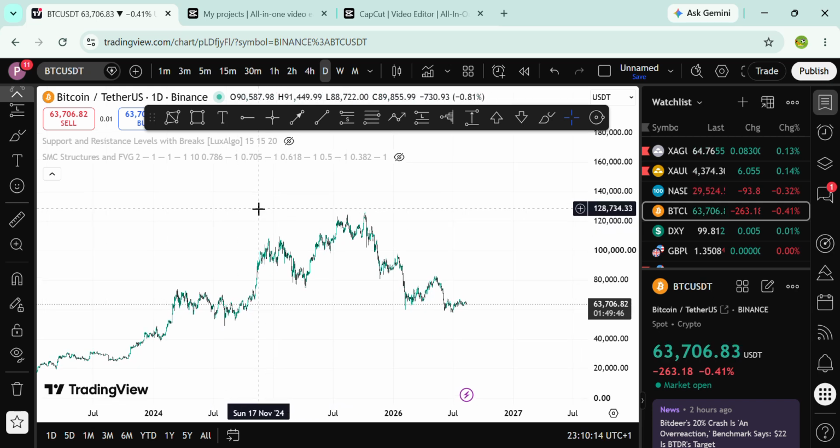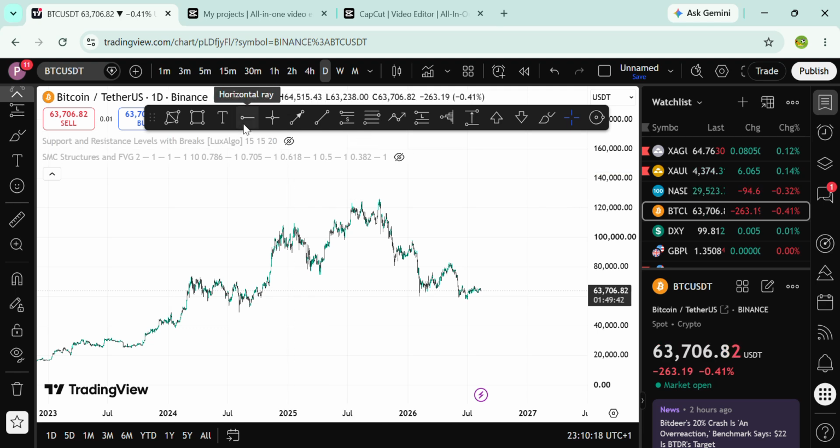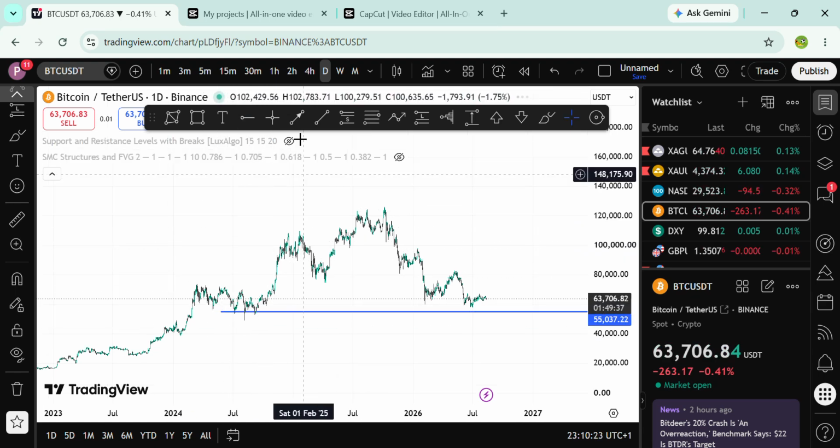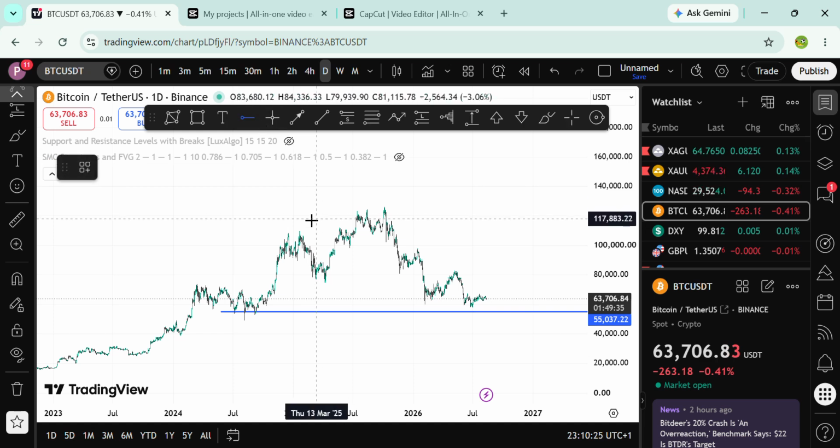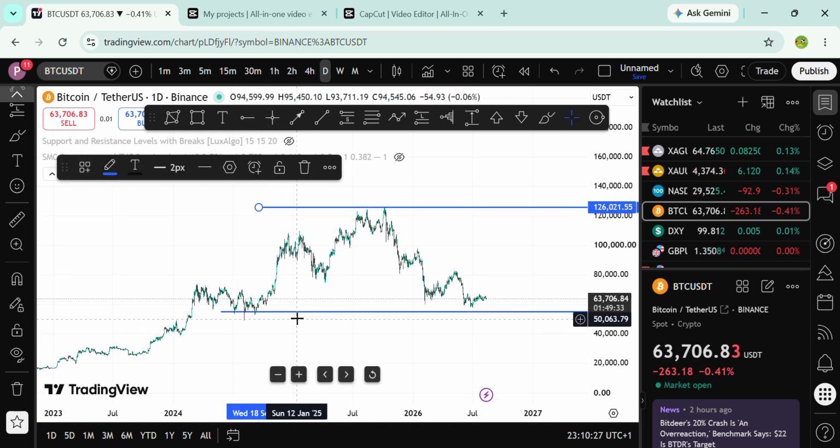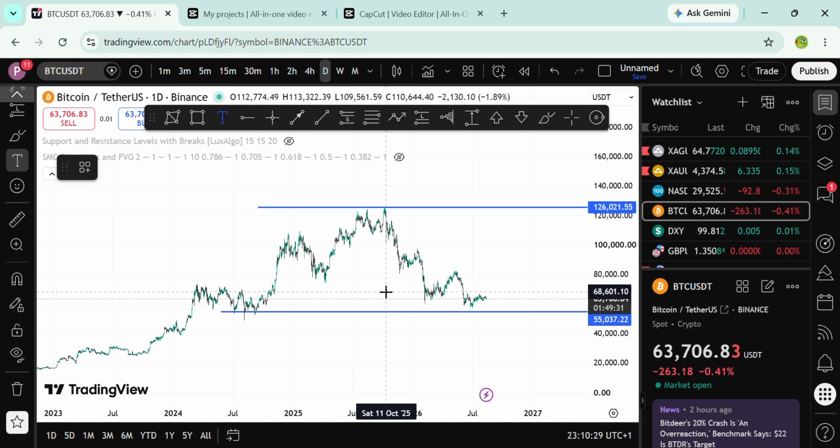So I start from the daily time frame. I'll map out the support and resistance level from the daily time frame. This is the daily time frame. This is the resistance level, and this is the support. So you can see the support is below.